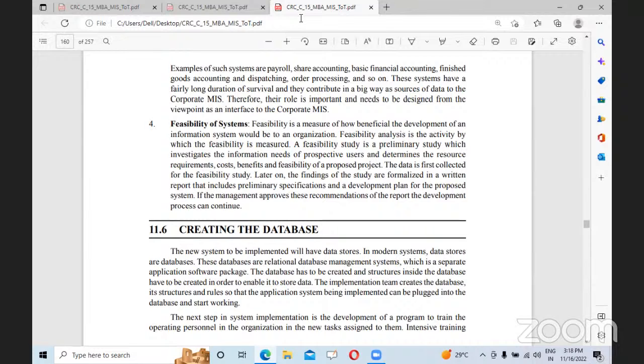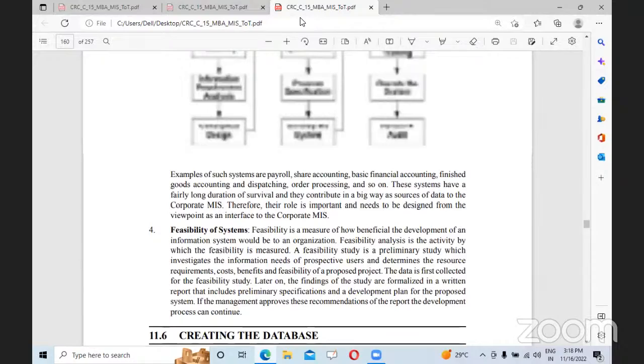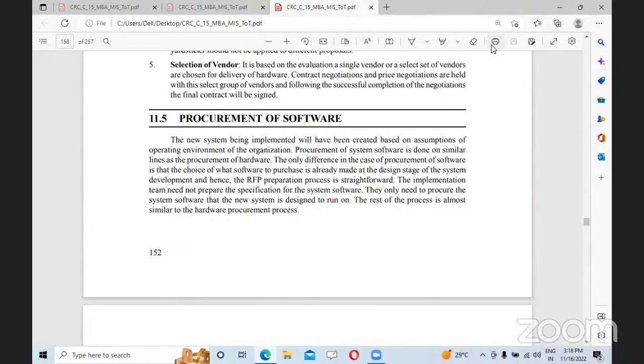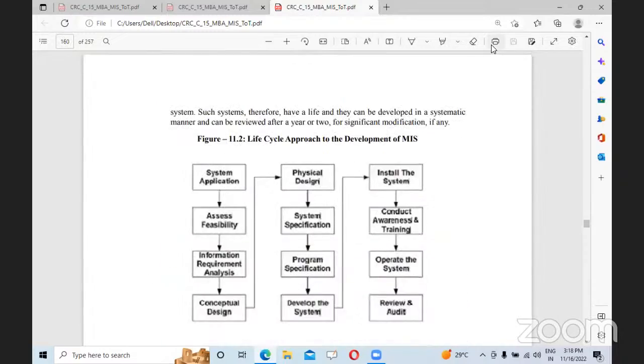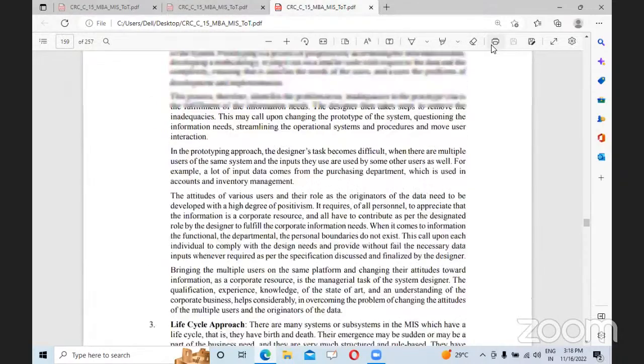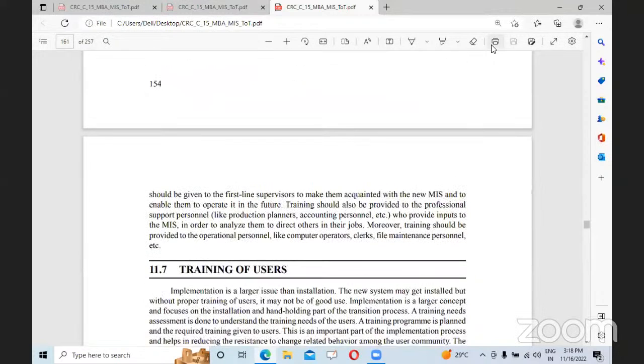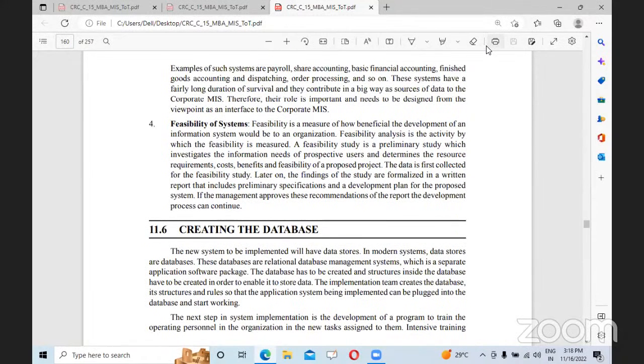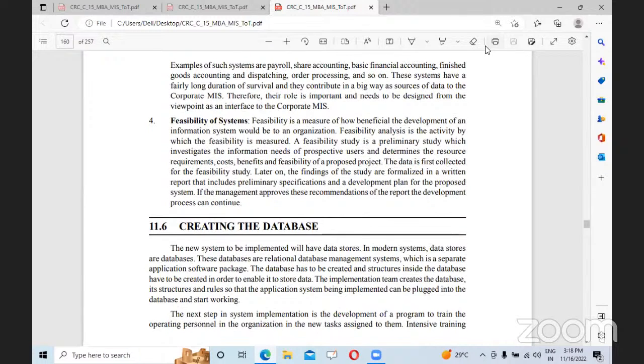Here, relating to our corporate MIS, the company decides with respect to procurement of software. What is the company name? With respect to making some change with respect to feasibility of the system, if the management approves the recommendation of the report, the development process can continue in any organization.